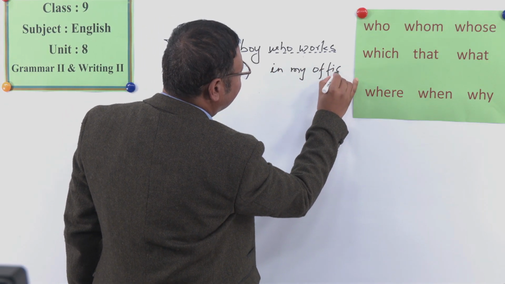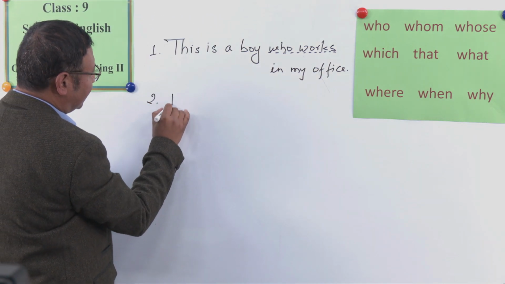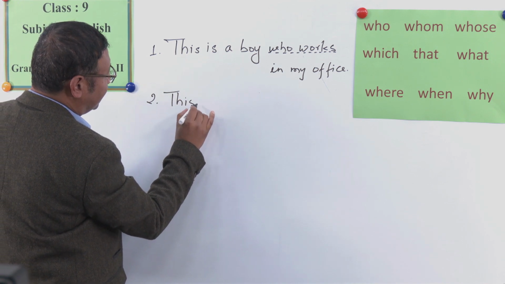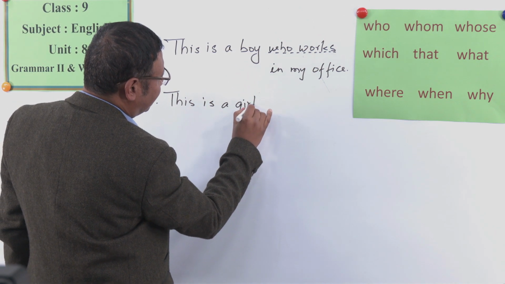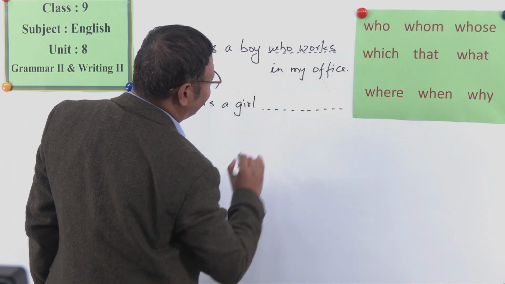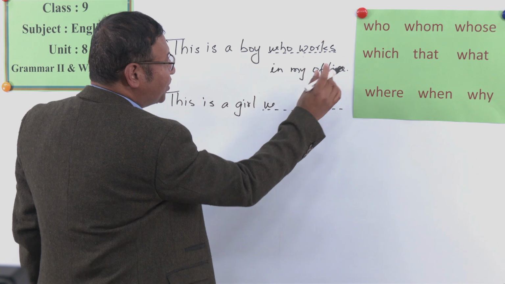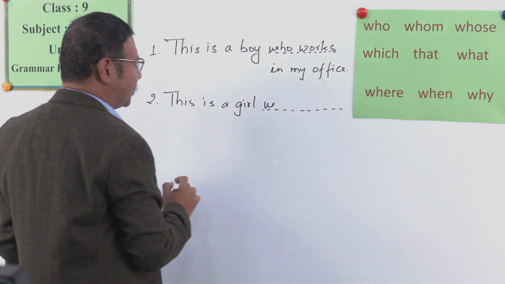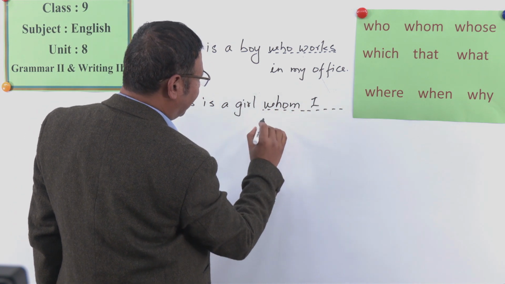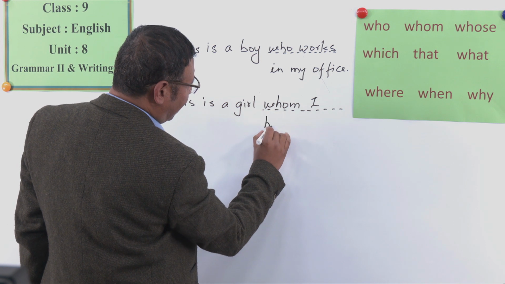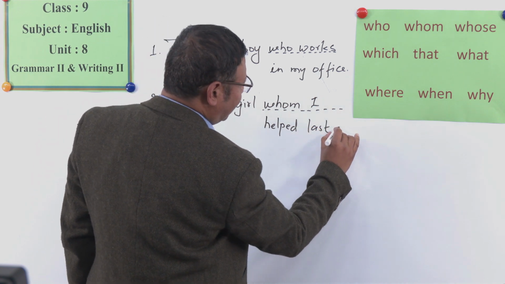All right. Next, let me see another sentence. This is a girl, right? Can you fill in the space? This is a girl. Can you use this whom? This is a girl whom I helped last night.